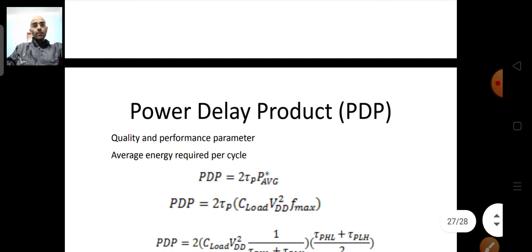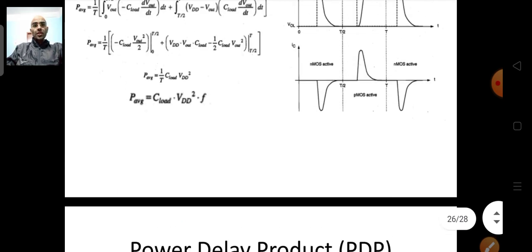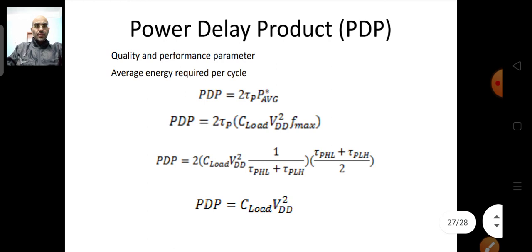So this particular power delay product, or the PDP, is useful in that sense, and that is why we should not use this equation directly to find this power delay product. Rather, we should use the highest frequency, the maximum frequency, in that equation. If we use that maximum frequency in this equation, then it's not an issue at all, because that maximum frequency can be at most equal to what? Your propagation delay. This is the maximum frequency at which you can operate the circuit.